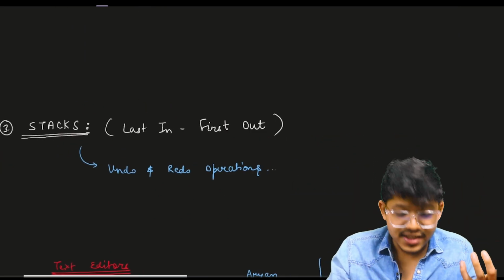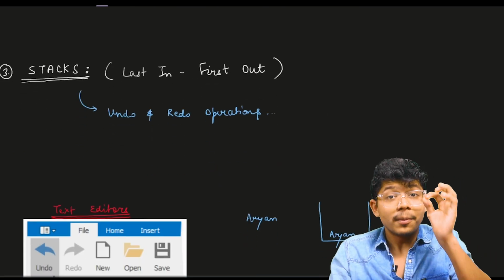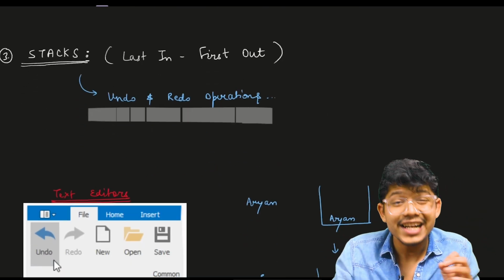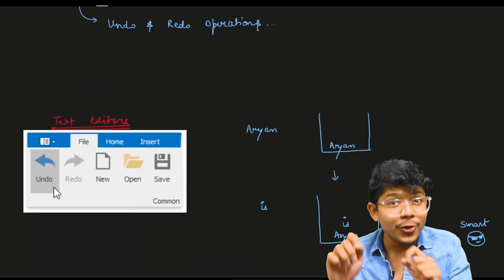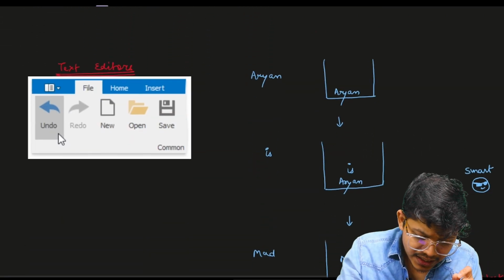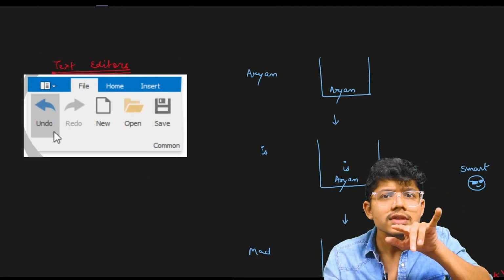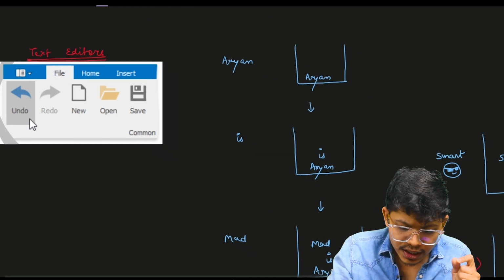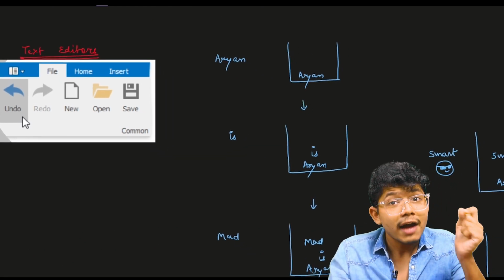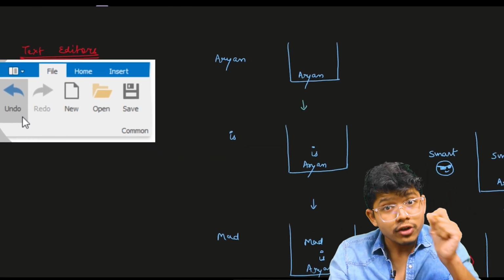Next comes our stack, last in first out, more specifically used for your undo and redo operations. You have seen this in your text editors, your VS Code, your Sublime editor, in which you write something and then you have to press Control Z. It is actually very easy. How that Control Z works is because of a stack. How? Let's say I write Aryan, so Aryan has gone to the stack. I write is, which has also gone to the stack.